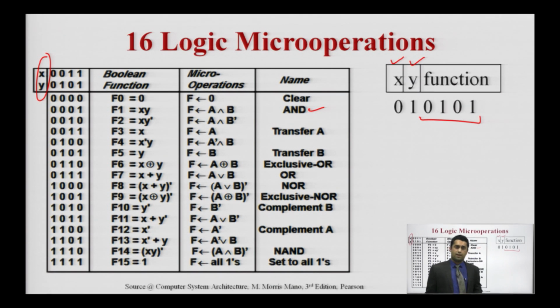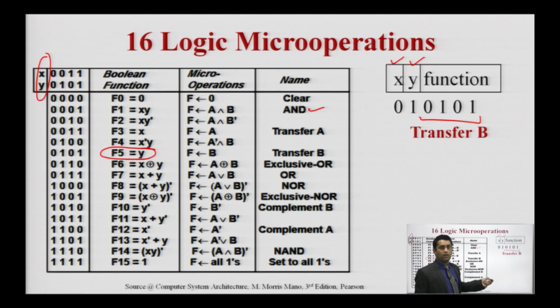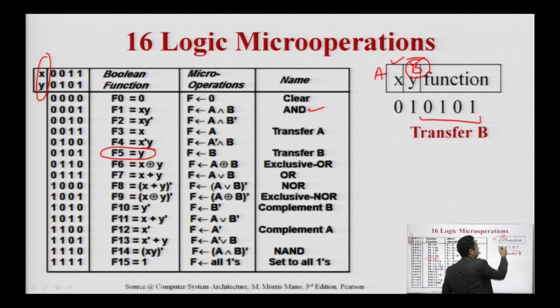Next, take another example. If my function code is 0101, in this case we are focusing on the fifth function. 0101 is basically representing transfer B. What is the meaning of transfer B? As I have taken these X and Y values, X is treated as A and Y is treated as B. So whatever data is there in Y, meaning B, is going to be transferred. That's why the representation says transfer B, and here I am taking it as Y.